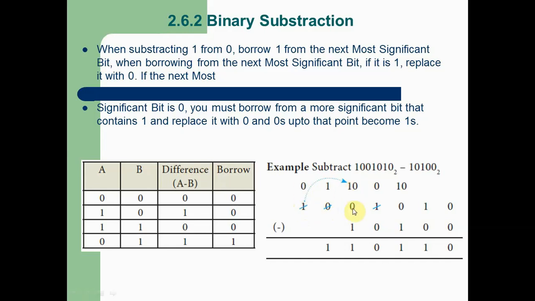As per the rules, 0 minus 1 with borrow 1, the output is 1. So now the 0 here is 1. So 1 minus 0 is 1. You want to consider these empty places as 0. So 0 minus 0 is 0. So finally we complete the subtraction.